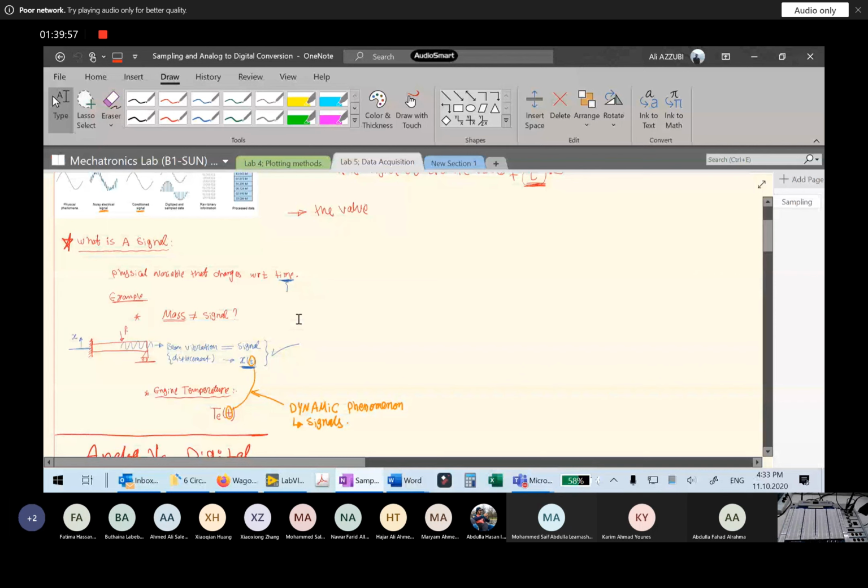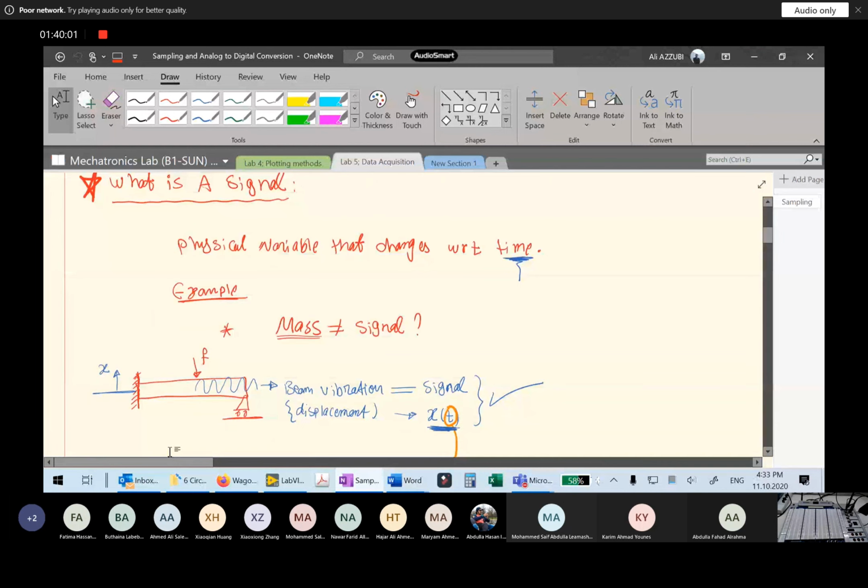Okay. So we know a signal is a physical variable that changes with time, right? It changes with respect to time. The device that will display this signal with respect to time is called an oscilloscope. Basically, it's a scope that shows oscillation. This is the historical name of the device. All right.